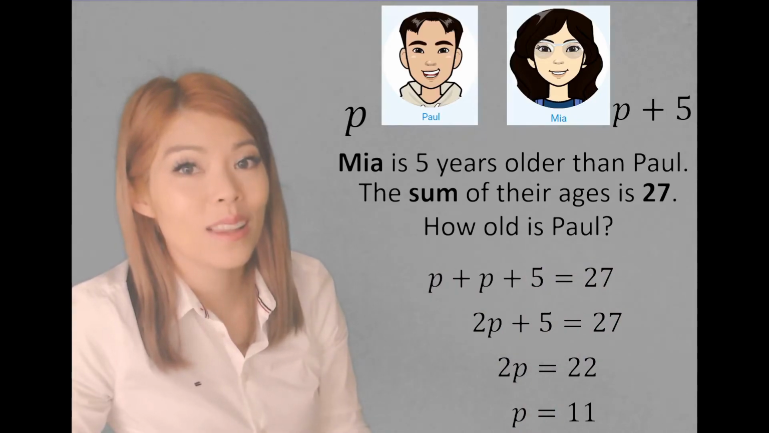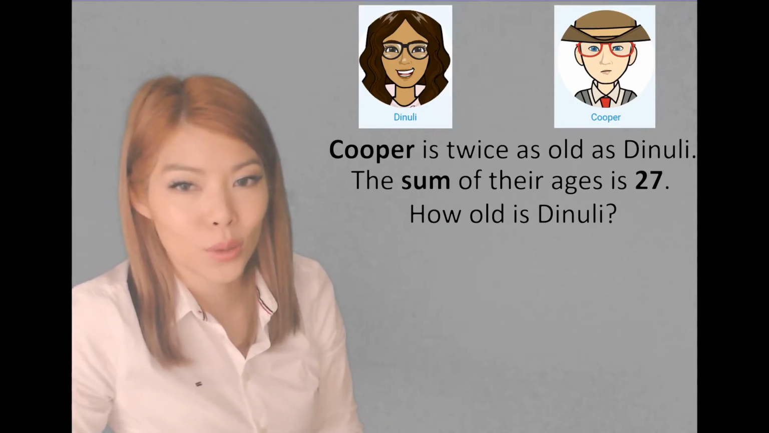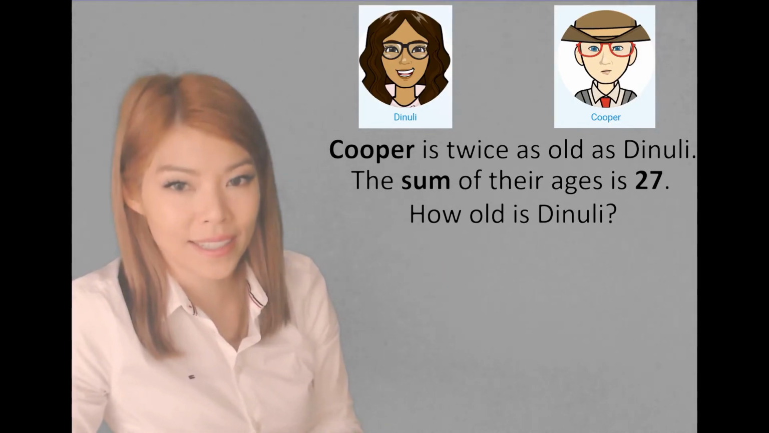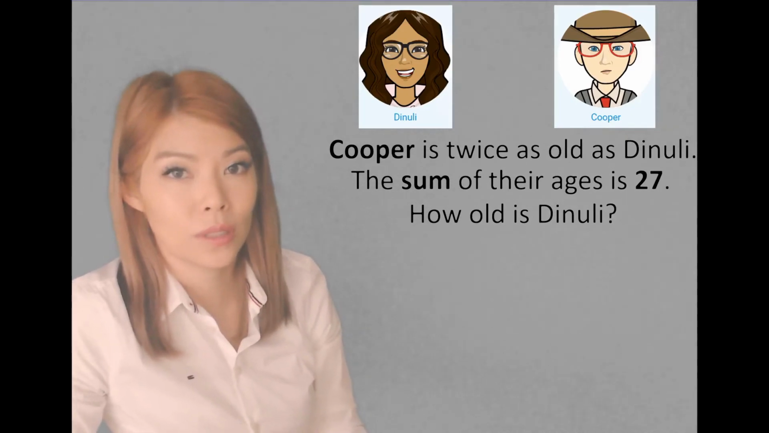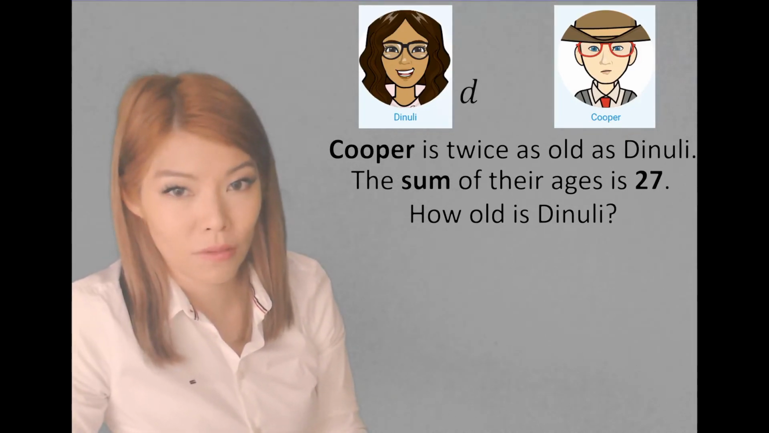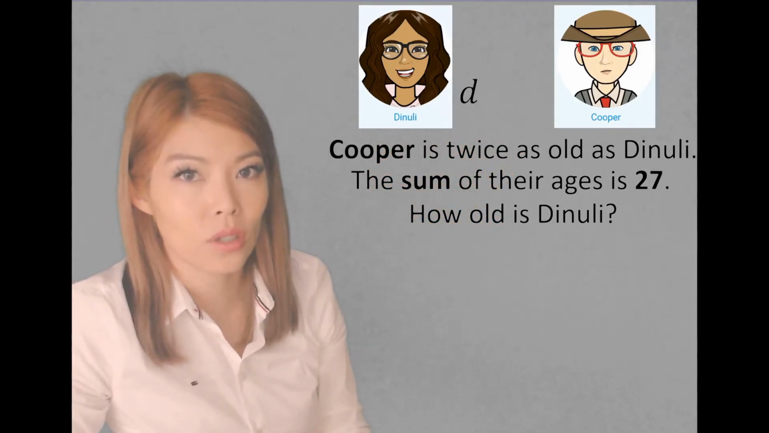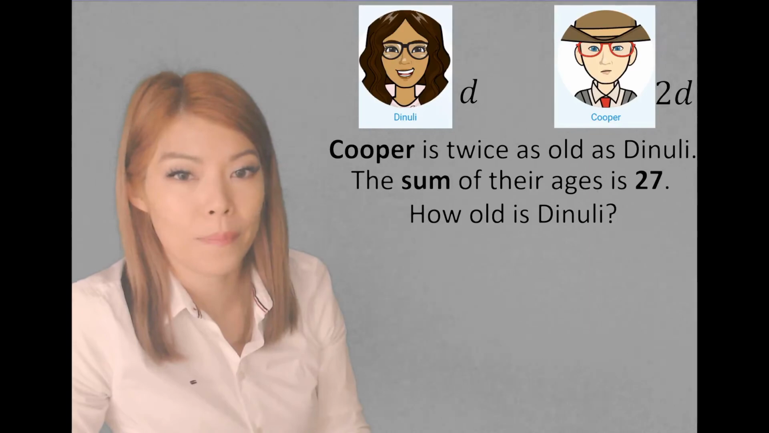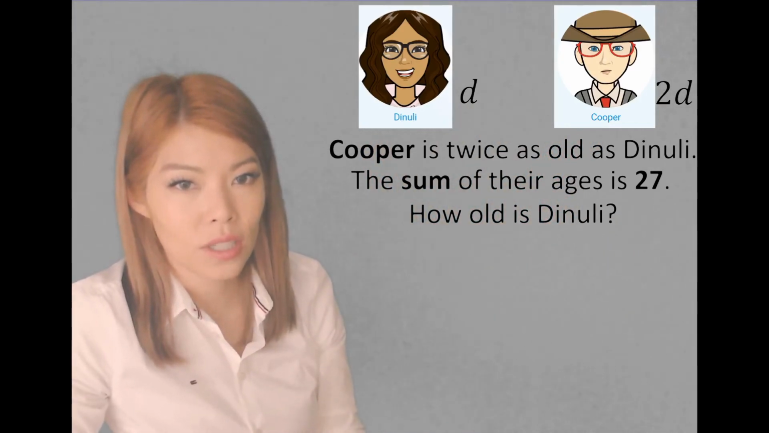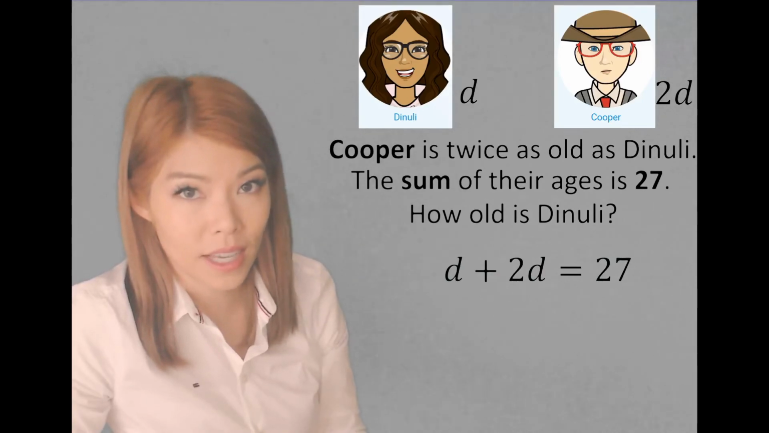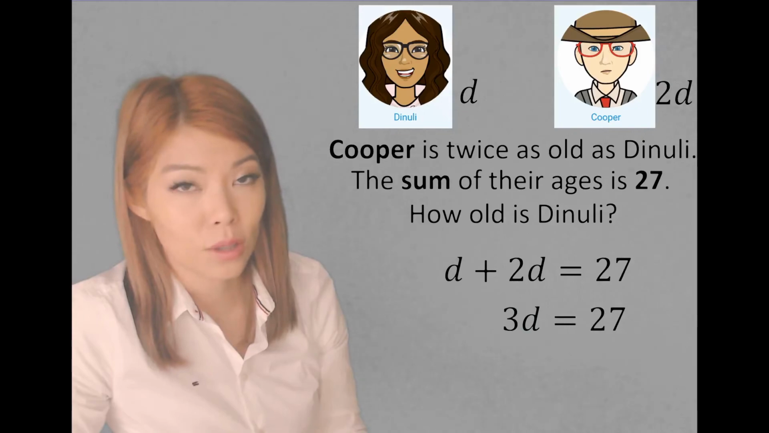Let's do one last example. Cooper is twice as old as Dinuli. The sum of their age is 27. How old is Dinuli? So this time we're looking for Dinuli. So the variable I'm going to use is D for Dinuli. And we know that Cooper is twice the age of Dinuli. So 2D for Cooper. Now, their age added up together again is 27. So D plus 2D is 27. So we simplify to get 3D equals 27.